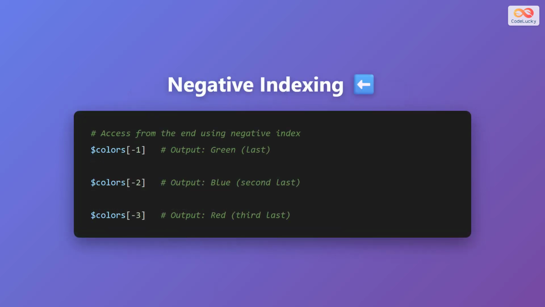PowerShell also supports negative indexing, which lets you access elements starting from the end of the array. When you use -1 as the index, you get the last element in the array, which is green. -2 gives you the second to last element, which is blue. And -3 gives you the third from last, which is red. Negative indexing is incredibly useful when you want to access elements at the end of an array without knowing its exact length.